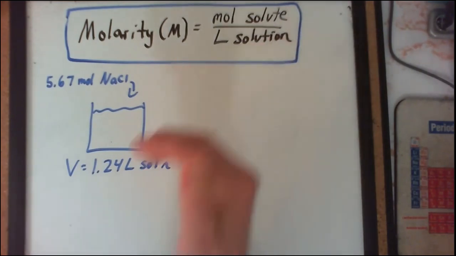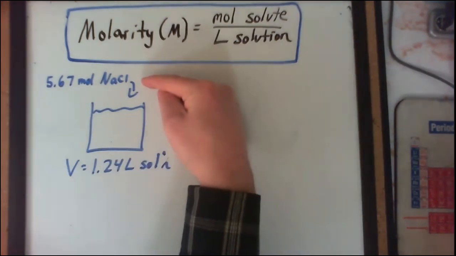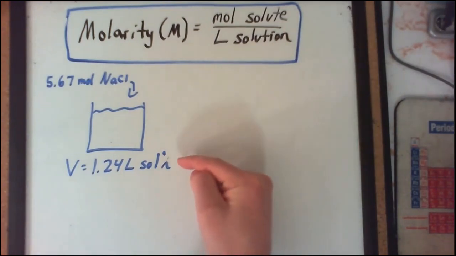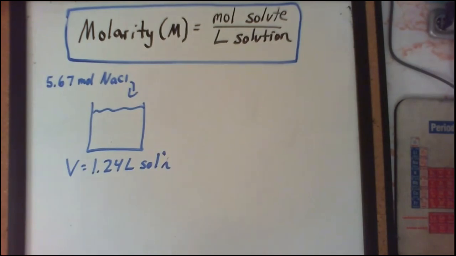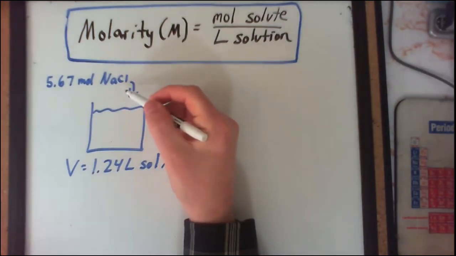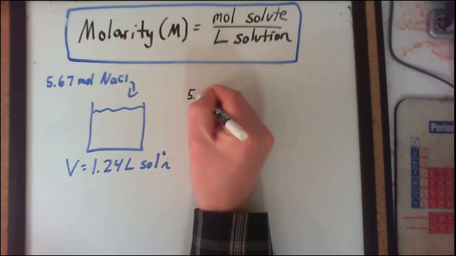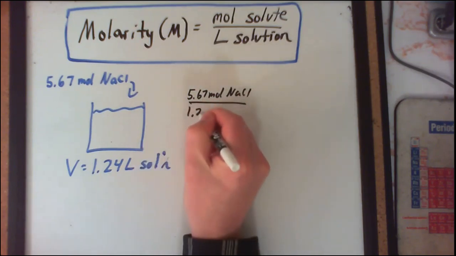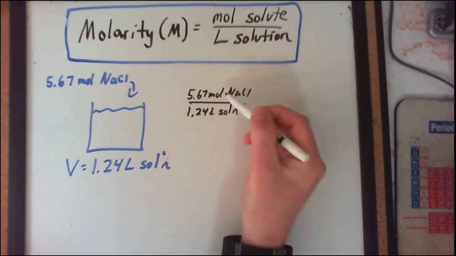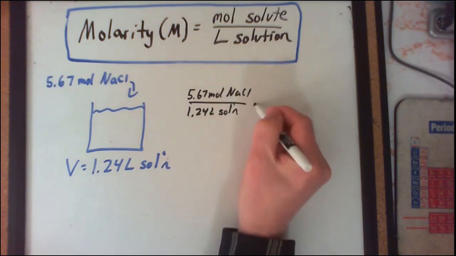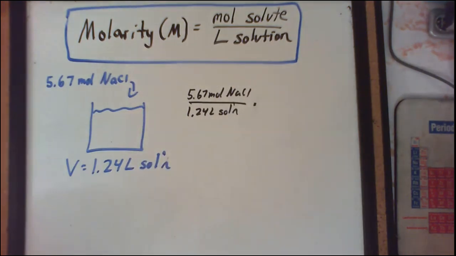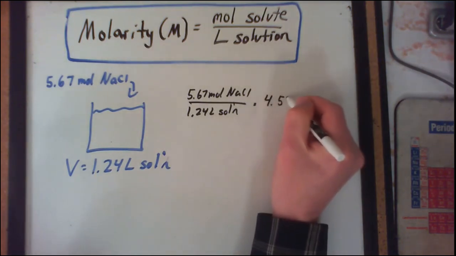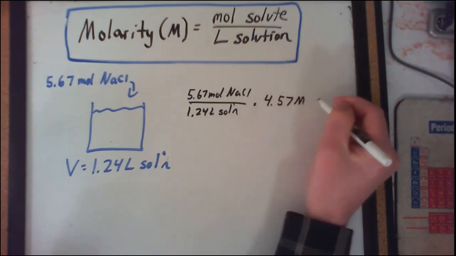And in this first example, these examples will get a little bit harder as we go along, we're given both those numbers directly. 5.67 is the number of moles of solute, and 1.24 is the liters of solution. So the molarity of the solution will then be the ratio of 5.67 and 1.24. So we plug in our calculator, 5.67 moles of sodium chloride per 1.24 liters of solution, just a ratio of the moles of solute per liter of solution. And we plug into a calculator, 5.67 divided by 1.24 gives us a molarity of 4.57 M sodium chloride.